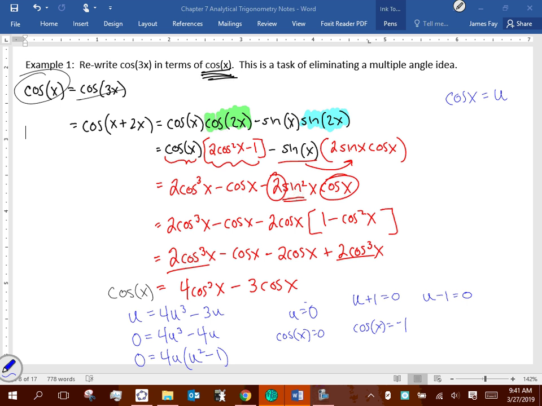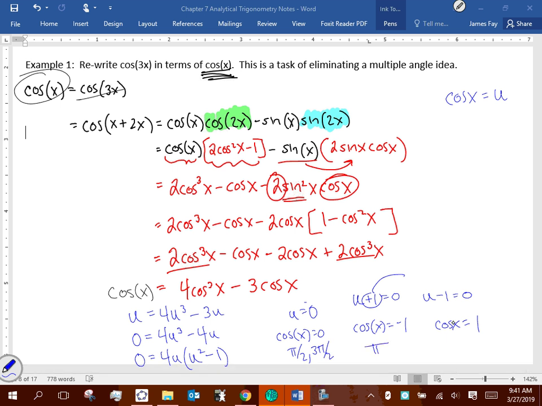So subtract that 1 from both sides, right? And this last one is going to be when is cosine x equal to 1. When is cosine x equal to 0? Pi over 2 and 3 pi over 2. When is cosine equal to negative 1?